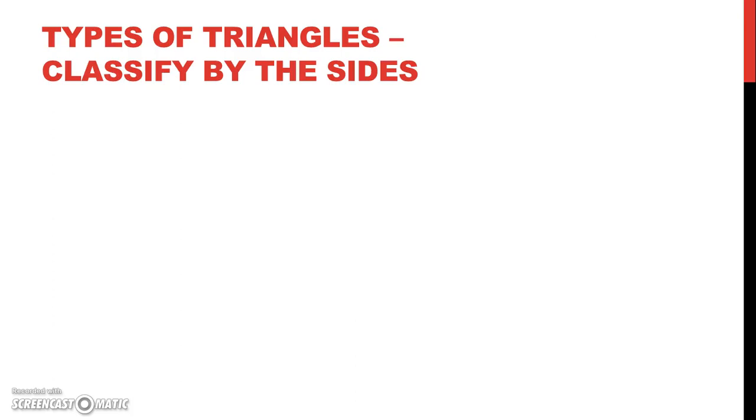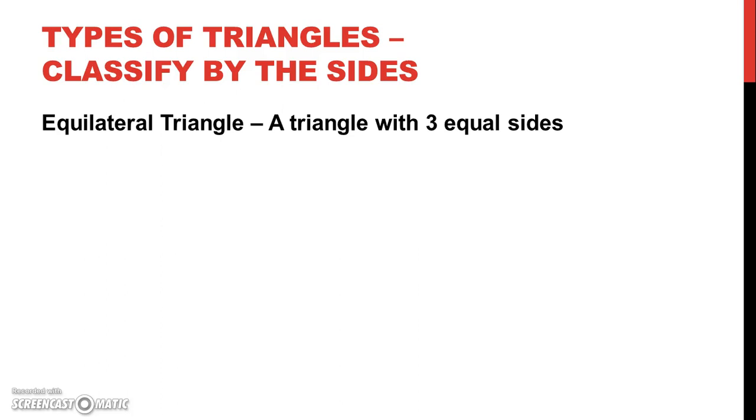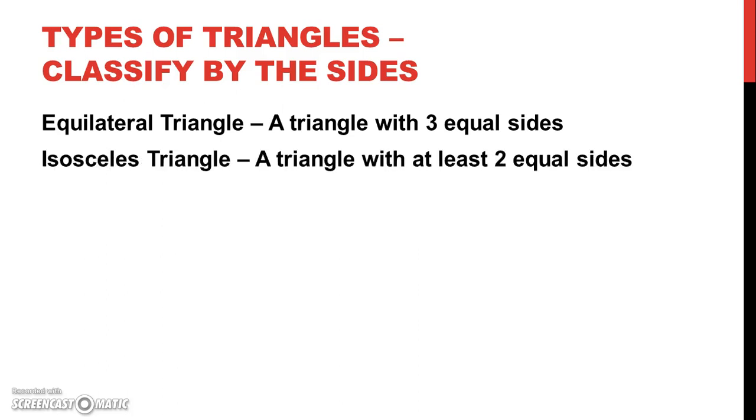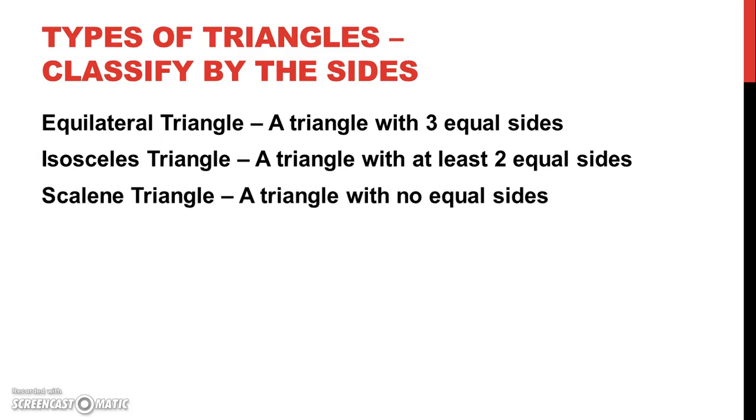So first, let's start off with classifying triangles by sides. You have the equilateral triangle, which has 3 equal sides, the isosceles triangle, which has 2 equal sides, and the scalene triangle, which has no equal sides.